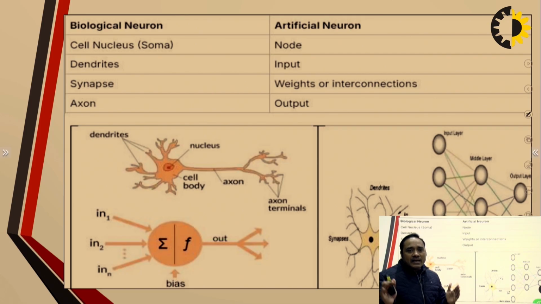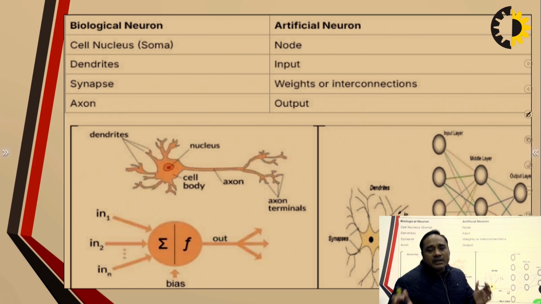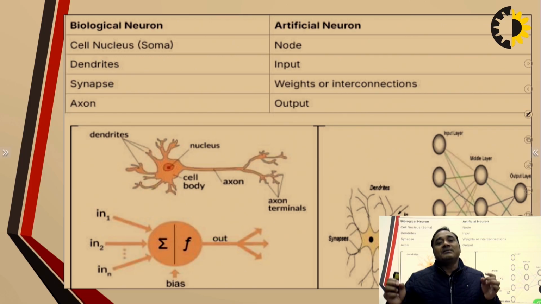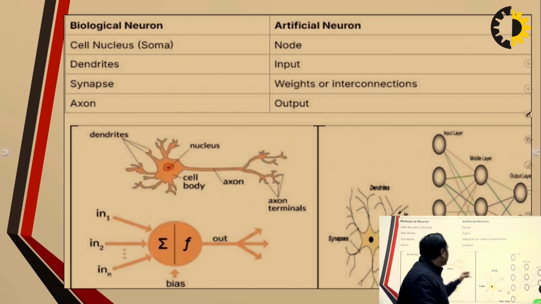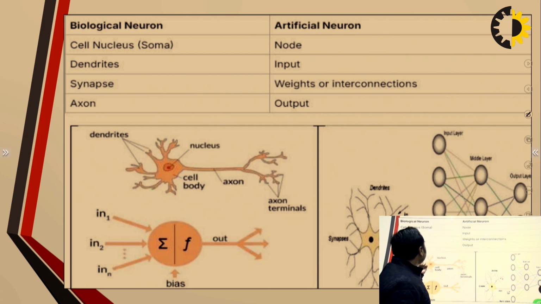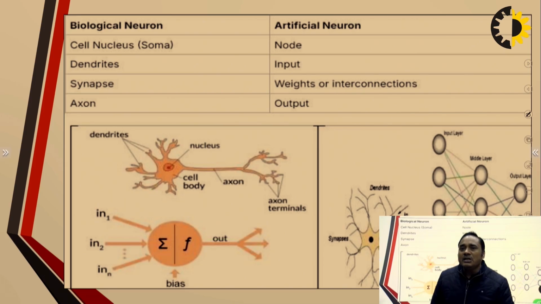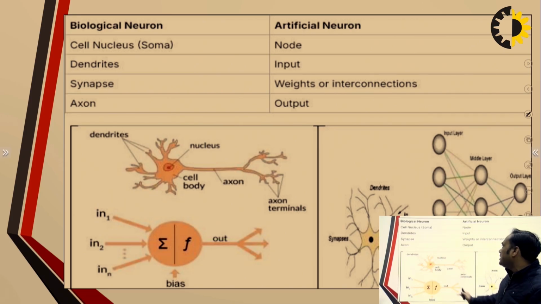So what is the interconnection weight? Let's say we are connecting two nodes. What is the weight of the line that is joining the two nodes? That is the weight. So that is the interconnection. And the axon behaves like an output in the artificial neural network. So this is the structure of the biological terms, and this is the structure of our artificial neural network.